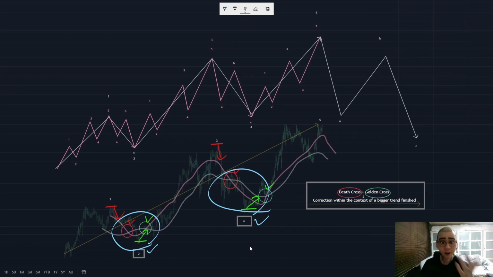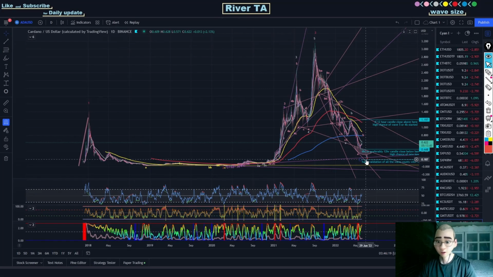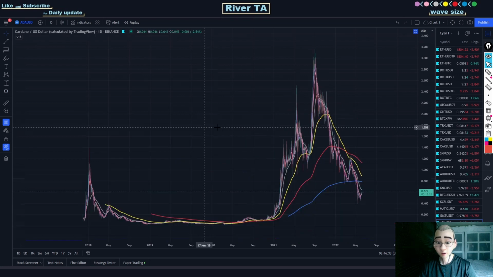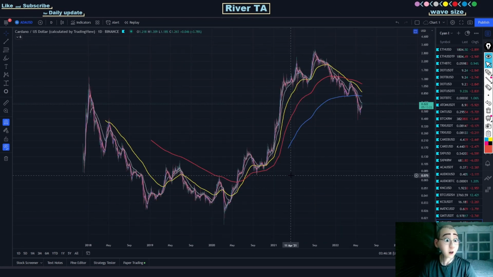So, now that's all explained. Let's get right into the main analysis. Alright, so we have over here the chart for Cardano, and first let's have a look at the higher time frame. But before we have a look, let's erase all our drawings, get rid of all our indicators, and change the chart from linear to log.